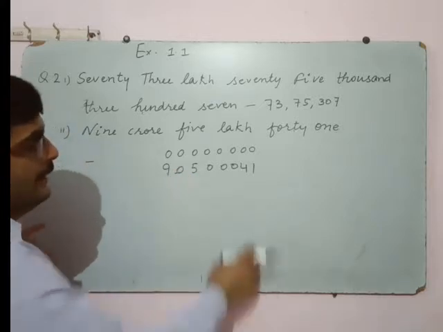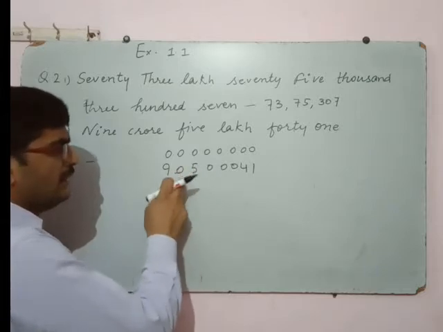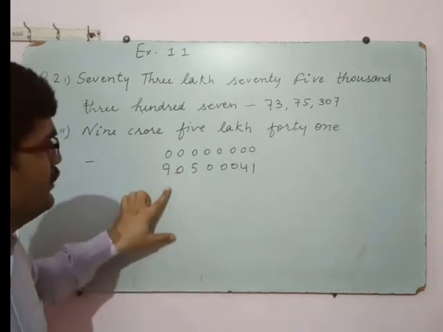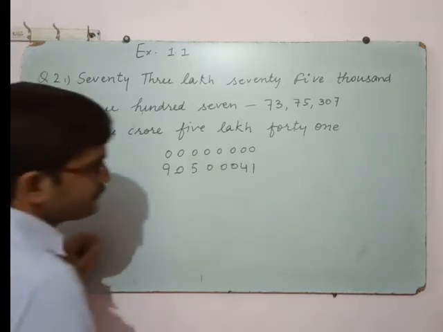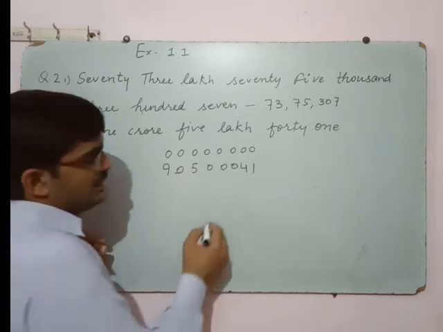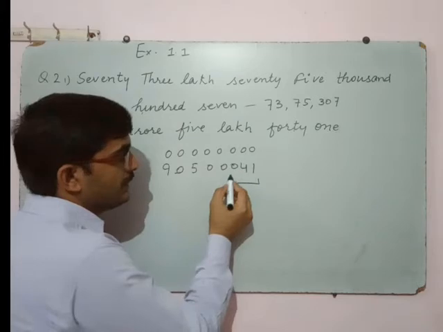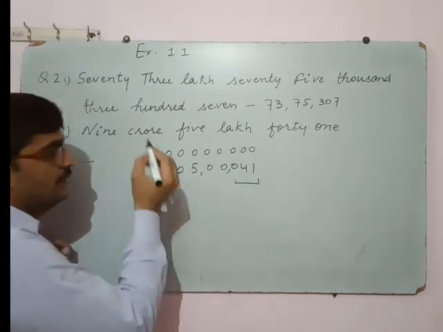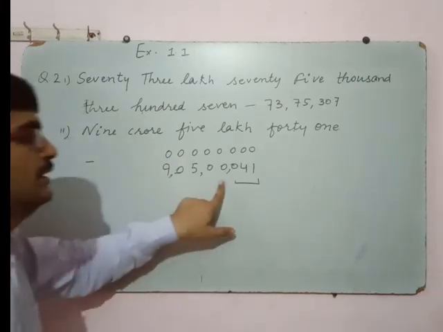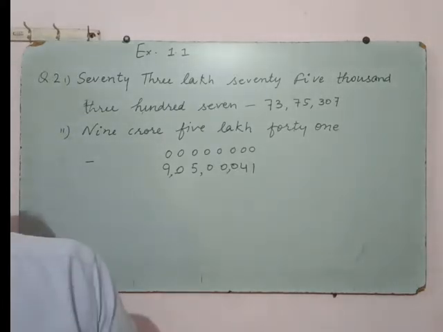Ones, tens, hundred, thousand, 10,000, lakh, 10 lakh, crore. So 9 crore 5 lakh 41. Put the commas. What we have told in the Indian system, in the first period there will be three digits or three places. So put the comma here. Next on two places. Okay. So this will be the correct answer. Clear?